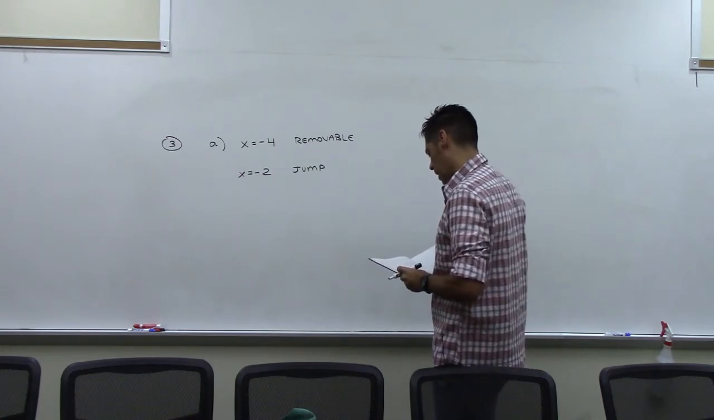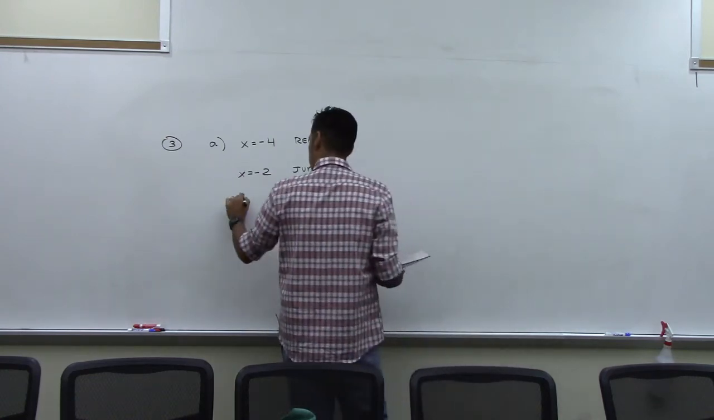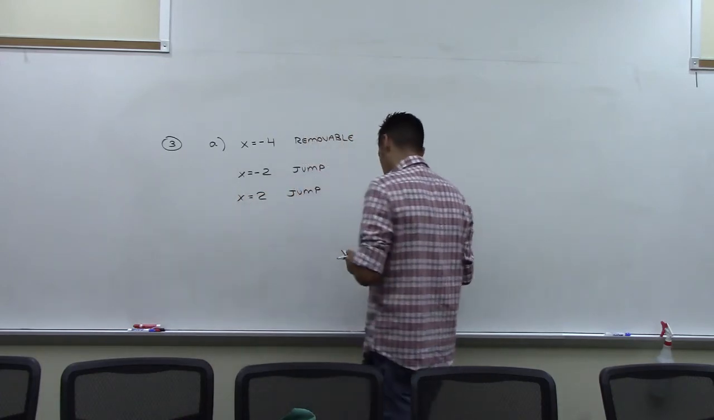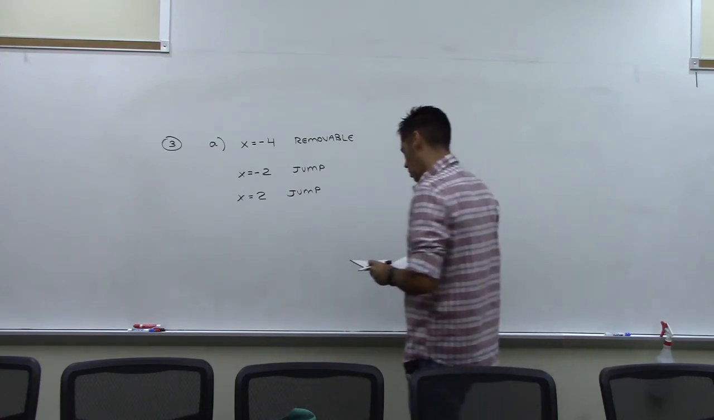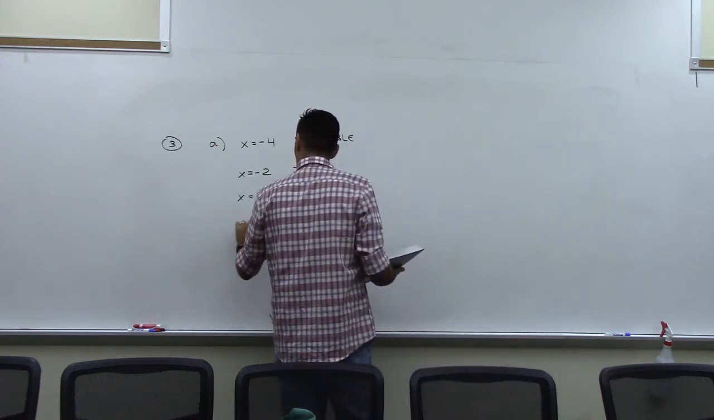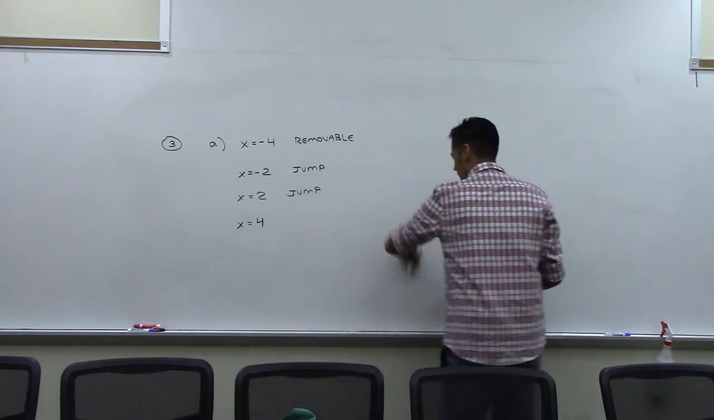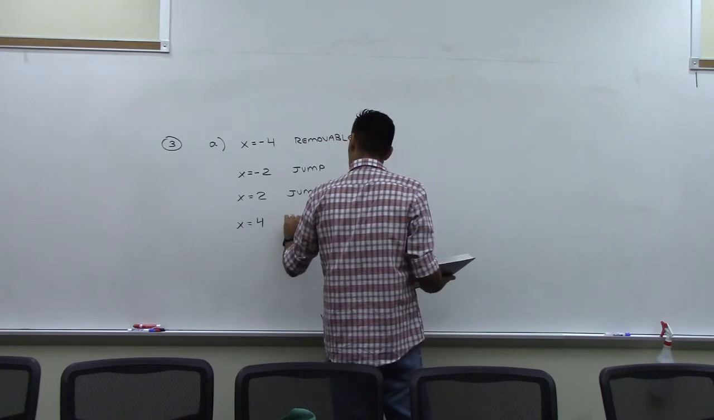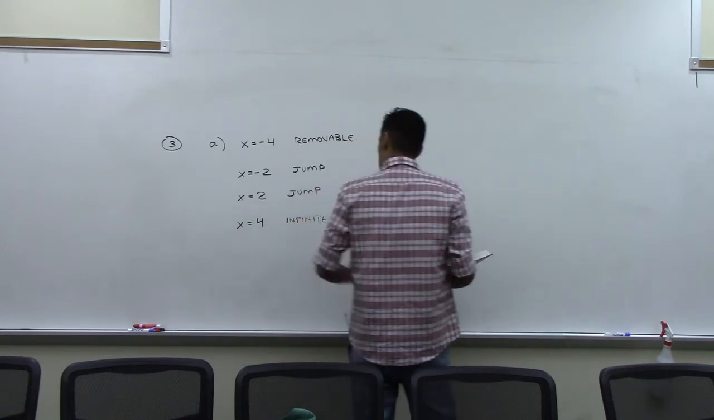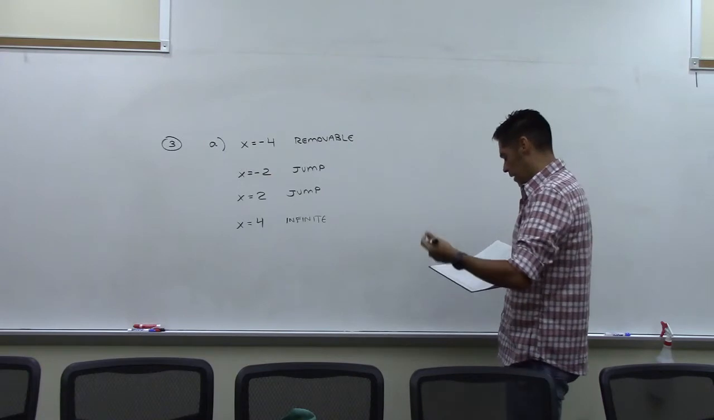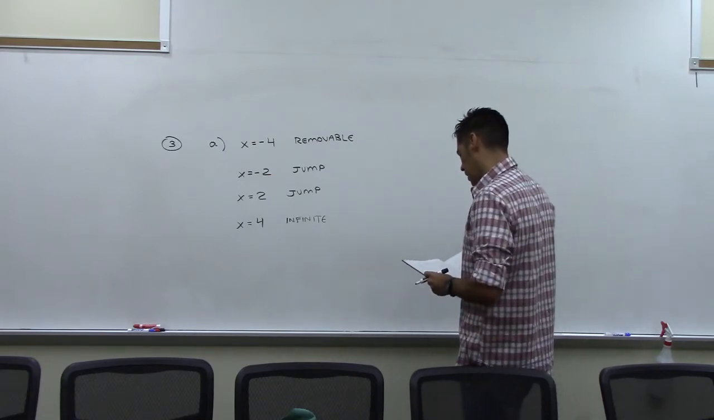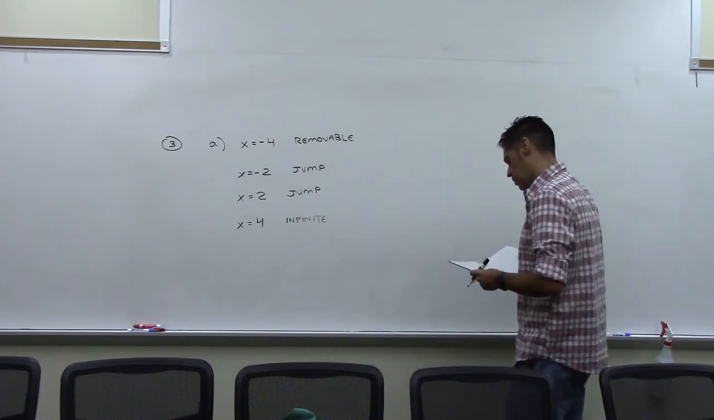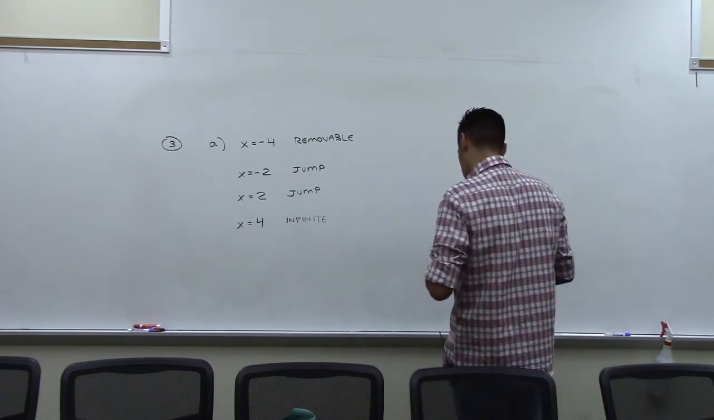Where else? At 2, we have another jump. X equals 2, we have another jump discontinuity. And then at 4, our graph dives down to negative infinity. So we call this an infinite discontinuity, because it's going to either infinity or negative infinity from the left there. And then that looks like that's it. So those are going to be the points where it's discontinuous.